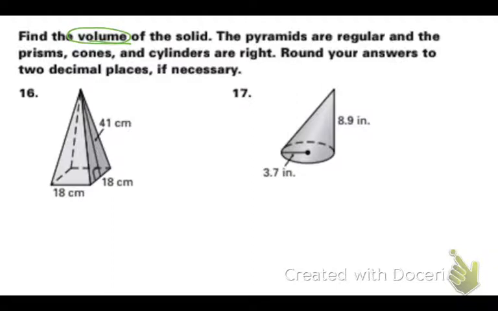Okay, and these pyramids are regular, and the prisms, cones, and cylinders are right. Round your answers to 2 decimal places, just like we always do. Okay, let's look at number 1. I hope I left enough space here.